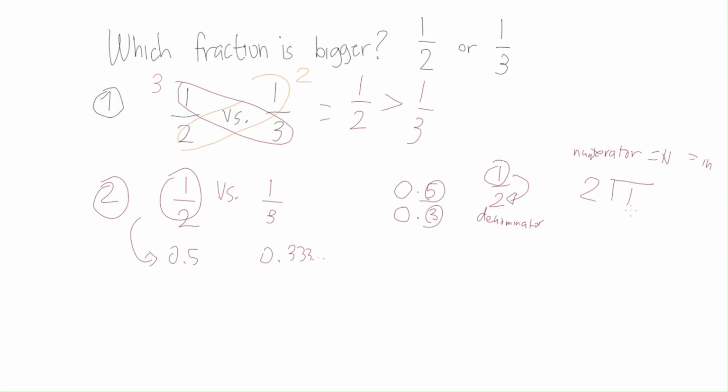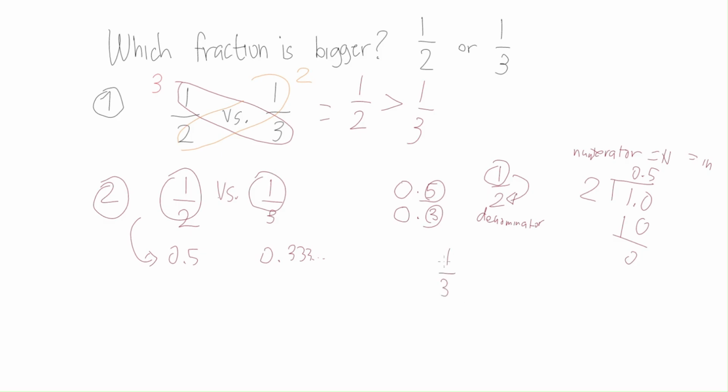So let's just divide this. How many 2's are in 1? There's none, right? So you put a 0. Then do the basic division: 10. How many 2's are in 10? There's 5. 5 times 2 is 10. So 0.5.